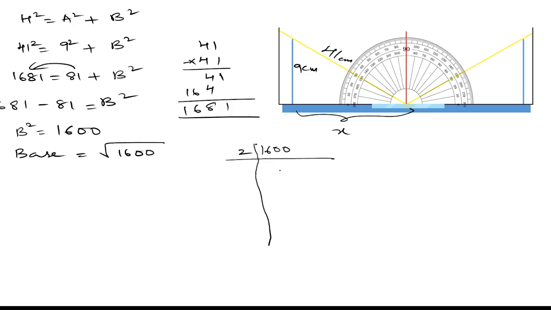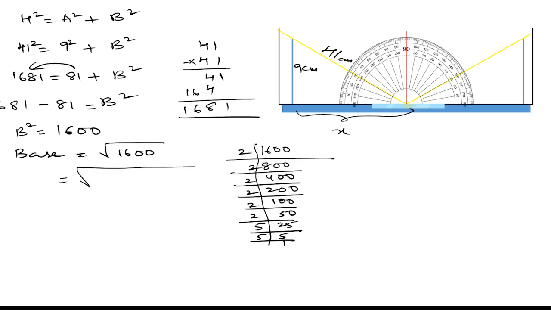So we will go with the two tables. 2 8s are 16, 2 4s are 8, 2 2s are 4, 2 10s are 20, 2 50s are 100, 2 25s are 50, 5 5s are 25, 5 1s are 5. So we got how many twos? 1 2 3 4 5 6. And fives, 2 fives.